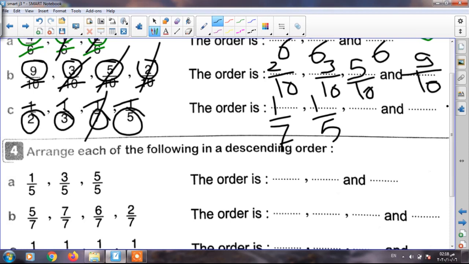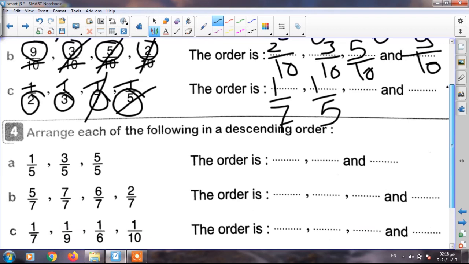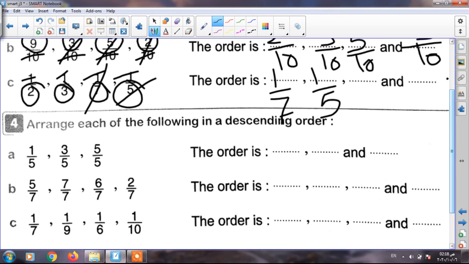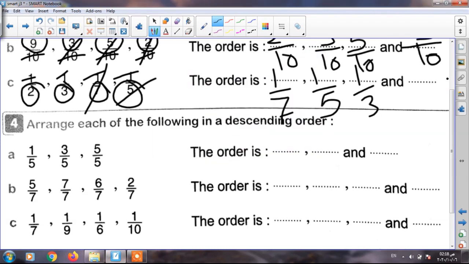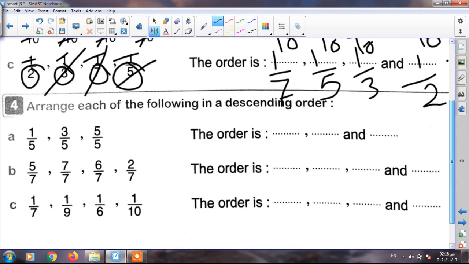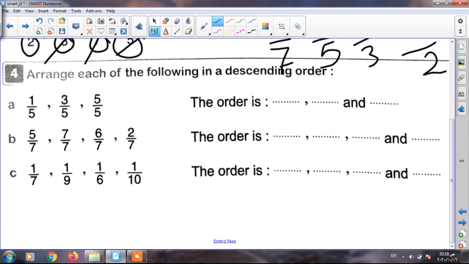1/5. Okay, and I will cancel it from here. After that, I'll take what? A half or a third. Yes, excellent. I will take a third. Why? Because here I have the same numerator, and when we find the same numerator, the smallest fraction is with the biggest denominator, sorry. Okay, and the last one I will write a half. Any problem here? The next one, arrange each of the following in a descending order.